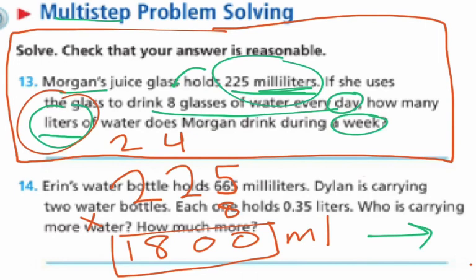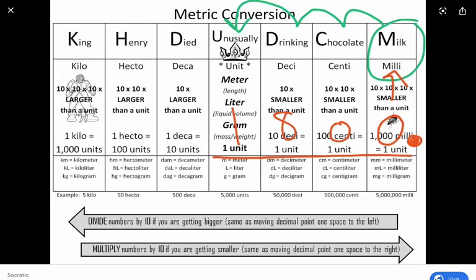First thing I'm going to do is figure out how many milliliters of water she drinks in a day. So I multiply 225 times 8 and get 1,800 milliliters. Putting that number in my place value chart, I have 1,800 milliliters for one day. Now I'm going to have to change that into weeks.